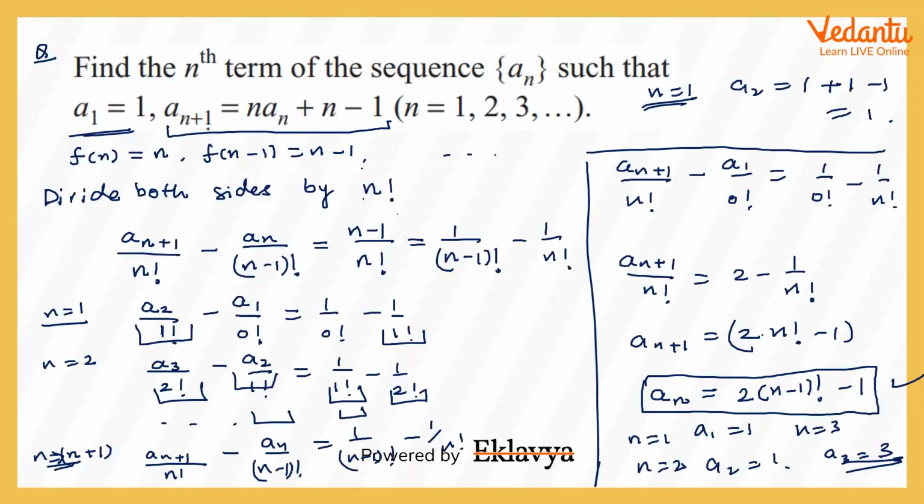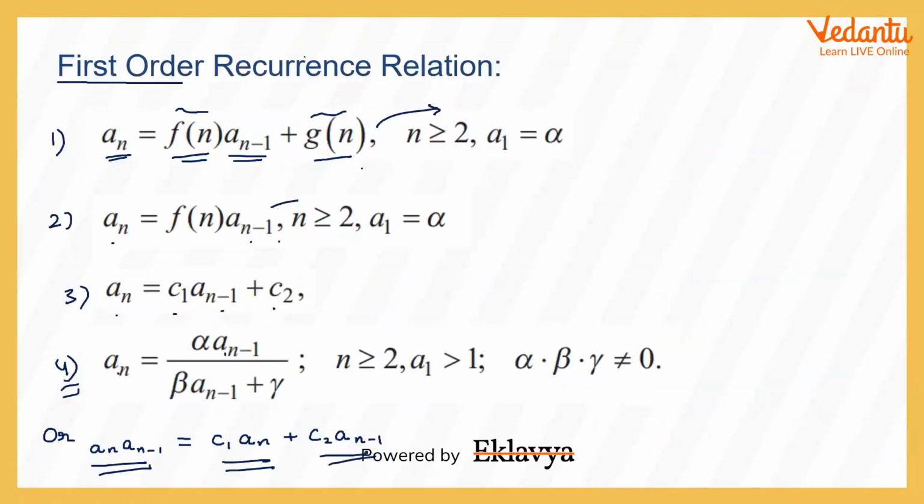Now coming to the second one. I think the second one is just a special case of the first one, in which gn is equal to 0.